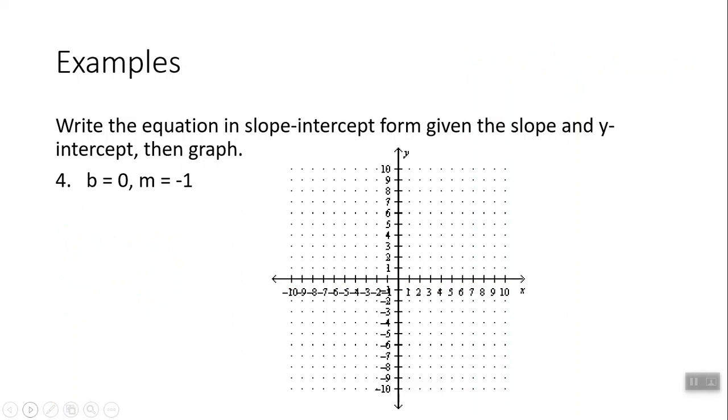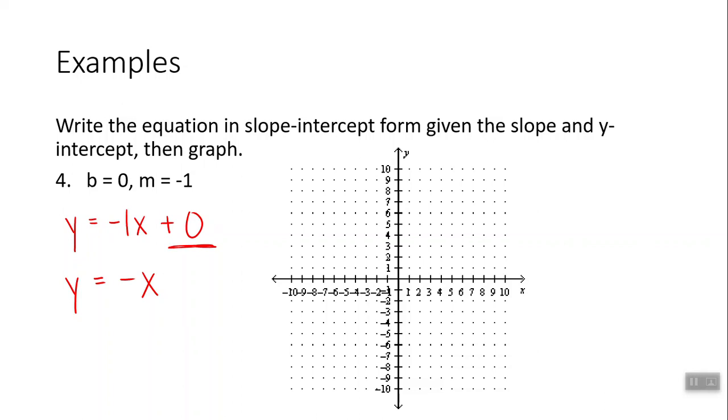This time I've kind of flipped things around. We've got b equals 0 and m equals -1, so just make sure you're still putting the right numbers in the right spot. y equals -1x plus 0. You can also just say y equals -x, so you don't have to write the 1 and you don't have to write the plus 0, but you do have to understand that this is still where we're starting.